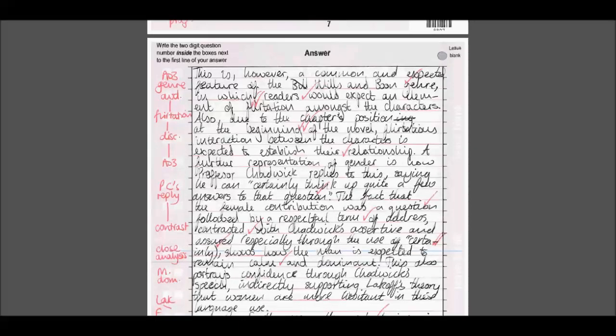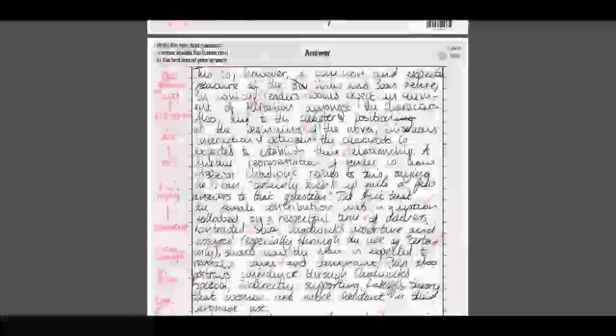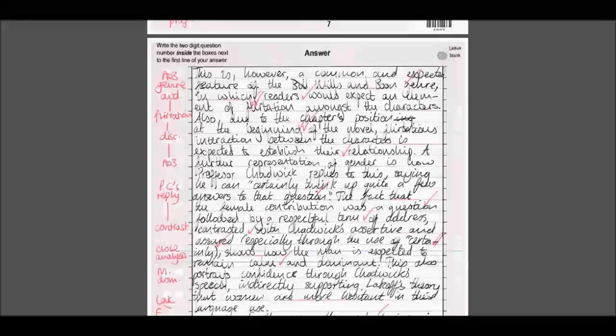It's useful when going back through this video to have a look at the annotations that the examiner has made in the margin, because these are very useful to see exactly where the candidate has met the mark scheme and what exactly they're being awarded the marks for. And there'll be some summative comments at the end which will be useful to look at as well.